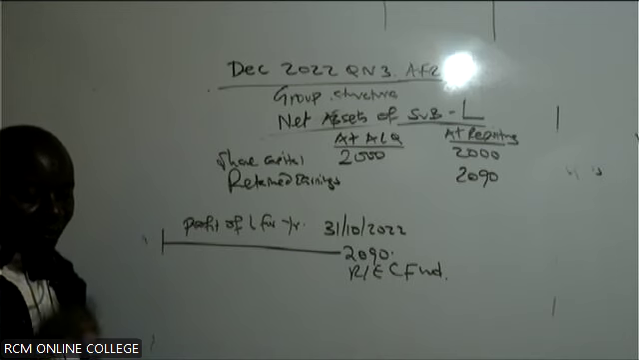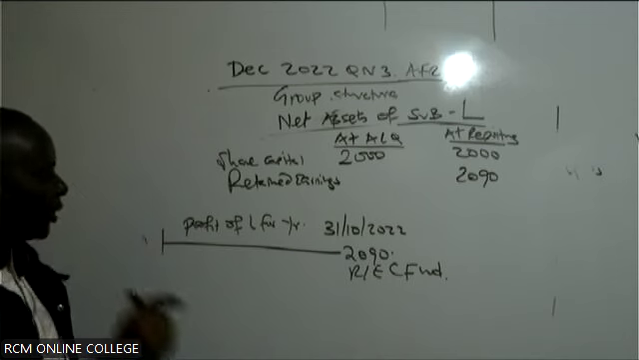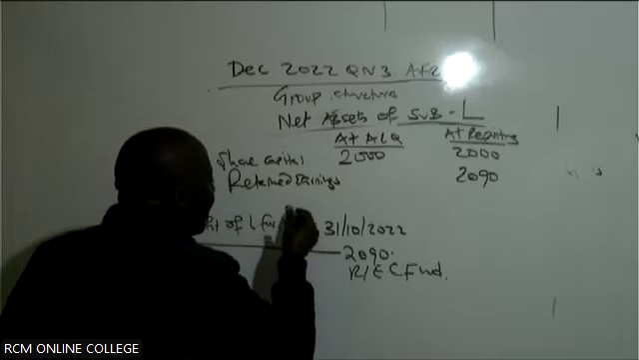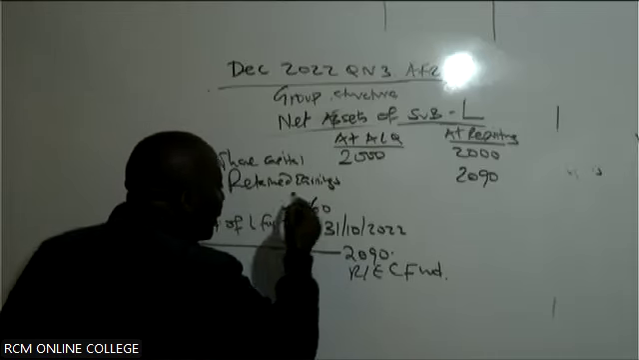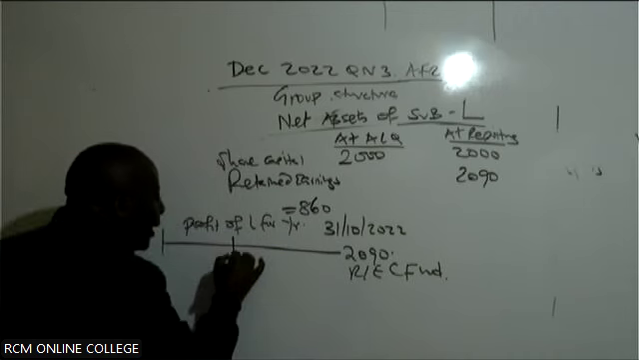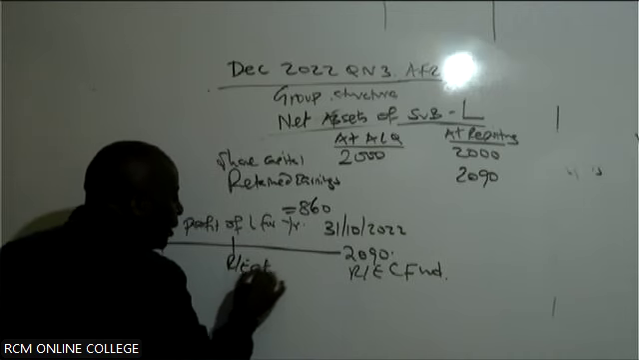For L, profit for the year, look at the income statement: 860. So profit for the whole year is 860. And I want something very easy. I want the retained earnings here at acquisition.